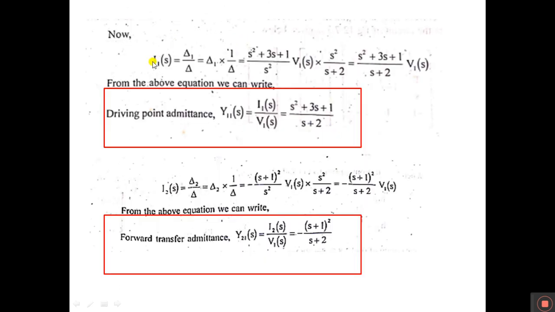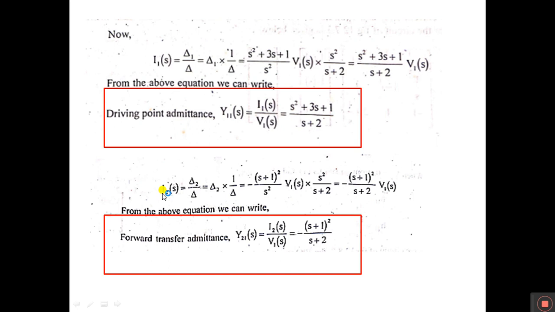Now I1 of s equals del 1 by del. So how to write this? Del 1 into 1 by del. Del 1 value we already calculated, multiplied by 1 by del. Now this s square cancels. You will get I1 of s equal to (s square plus 3s plus 1) divided by (s plus 2), into V1 of s. Actually our equation for Y11 is I1 by V1 of s, so you can directly write the answer. Here I1 is there, here V1 is there, you can write the answer.